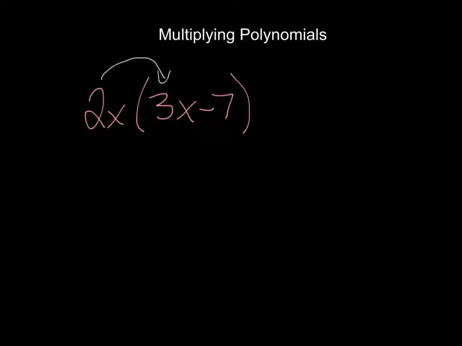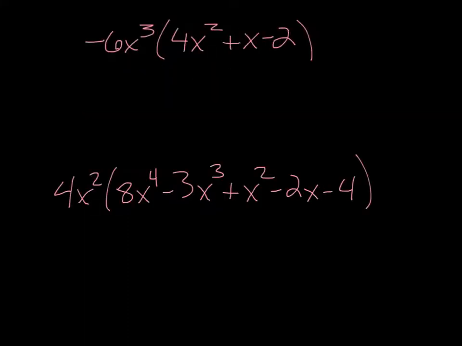So we are going to distribute 2x into both terms in there. So 2x times 3x is 6x squared. 2x times negative 7 is negative 14x. So it doesn't really matter how many terms there are, you're still going to distribute the monomial outside of the parentheses to every single term inside the parentheses. Just make sure you're watching your signs, pay attention to your exponents, and it should be pretty easy.